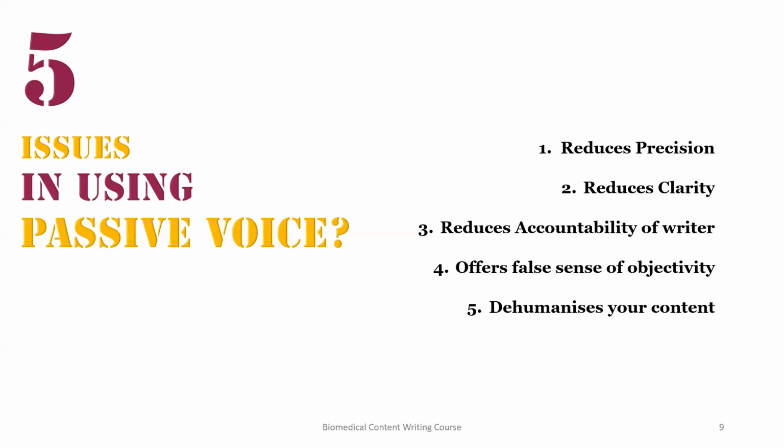And these are the 5 issues when you use the passive voice. First is it reduces the precision. As I told you in the first session, precision is about one word, one meaning; one sentence, one meaning; one paragraph should have one idea. That is the precision. So the moment you use the passive voice, the precision or the meaning of your sentence gets distorted, which we will see in the examples further.